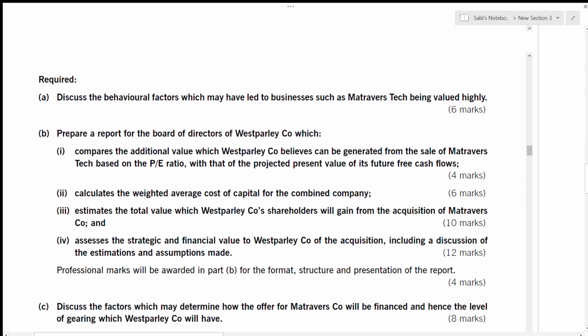So the first requirement says: discuss the behavioral factors which may have led to businesses such as smart drivers, tech, being valued highly. So you can see that it's a tech company which has been valued highly. Now you have to discuss the behavioral factors. This is purely theory.